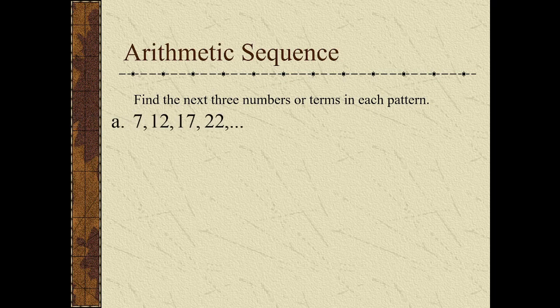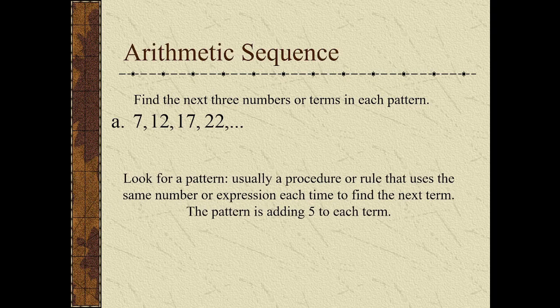Now, let's have this one. Let's analyze the sequence first. What is the pattern for 7, 12, 17, and 22? That's totally right. The pattern is simply adding 5. So take note, the first step that you're going to do is look for a pattern. The rule. The term-to-term rule.